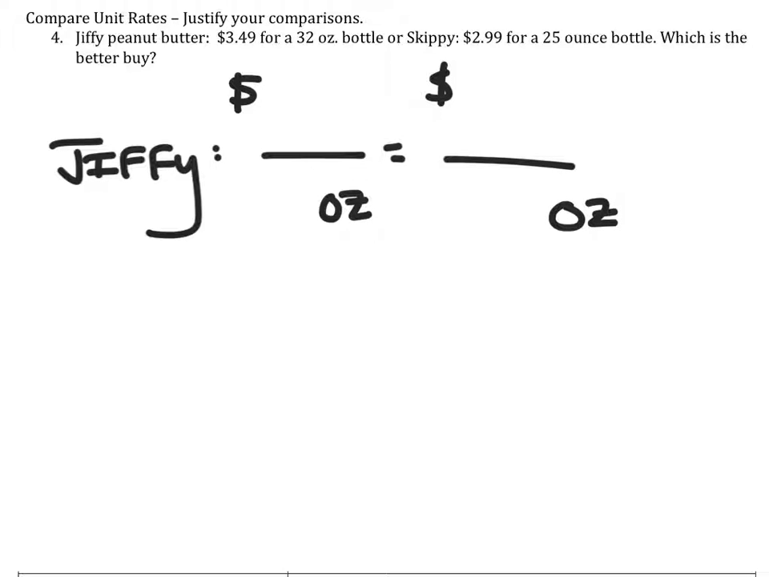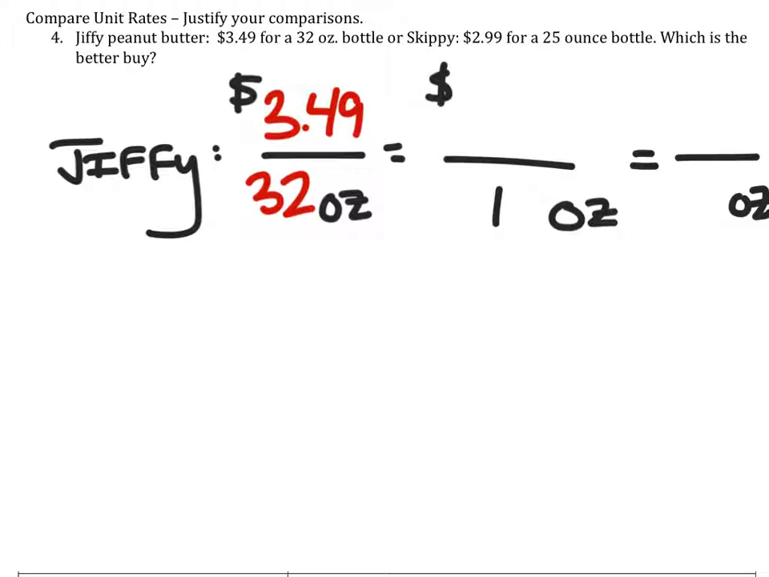And if we find out how much dollars for 1 ounce, then we can simply say which one has the higher price per ounce will be the more expensive, and the lesser one will be the better buy. And for Jiffy, it gives us $3.49 for 32 ounces. So maybe it would be good for us to figure out how many ounces for $1 as well. So we'll do that also. So $1 for some number of ounces.